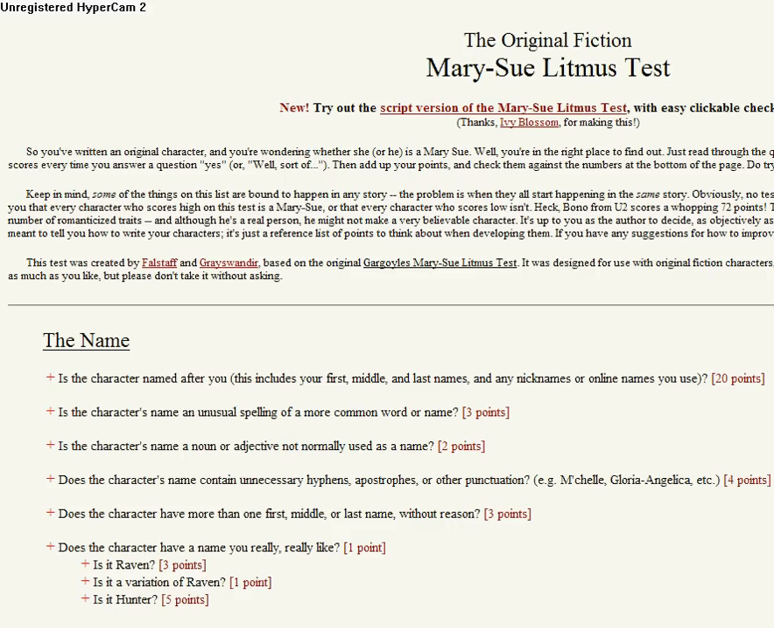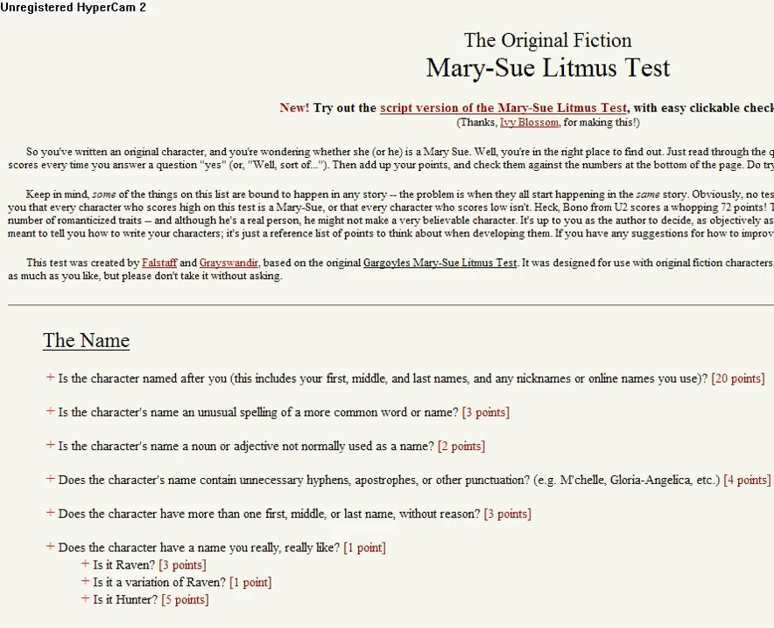It's up to you as the author to decide as objectively as you can how your results really apply to your story. This test isn't meant to tell you how to write your characters, just a reference list of points to think about when developing them. If you have any suggestions on how to improve it, feel free to let us know. This test was created by Falstaff and Greifandier, based on the original Gargoyles Mary Sue Litmus test.